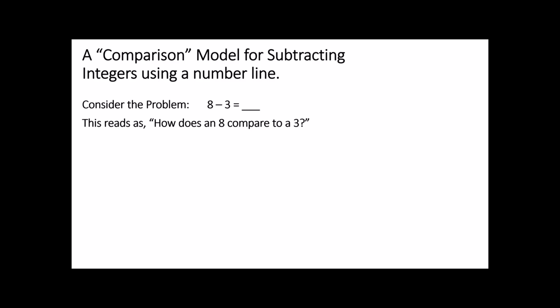8 minus 3. Now you could read this as, how does an 8 compare to a 3? Or what's the difference between an 8 and a 3? And of course you know that answer, but the answer really isn't the point. The model is the point. So to help us with that model, I'm going to put up a number line. Notice on a number line, the farther to the right you go, the greater the numbers. So 0, 1, 2, 3, 4, 5, 6, 7, and so on. The farther to the left you go on the number line, the less the value of the numbers. So I'm going to drop an 8 onto my number line. Notice this is 5, 6, 7, 8. And I'm going to put a 3 on my number line.